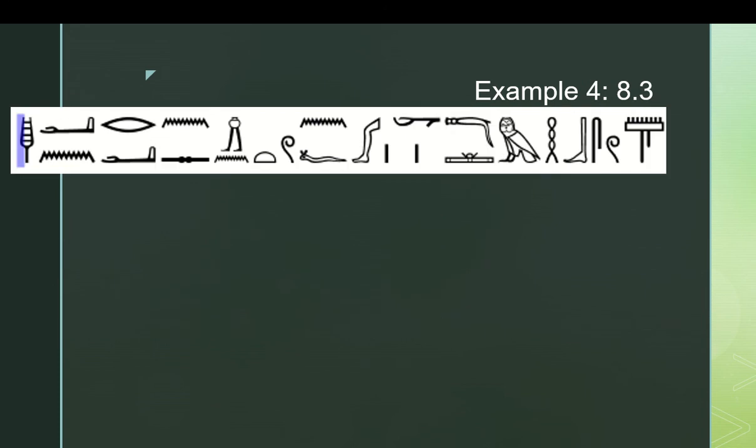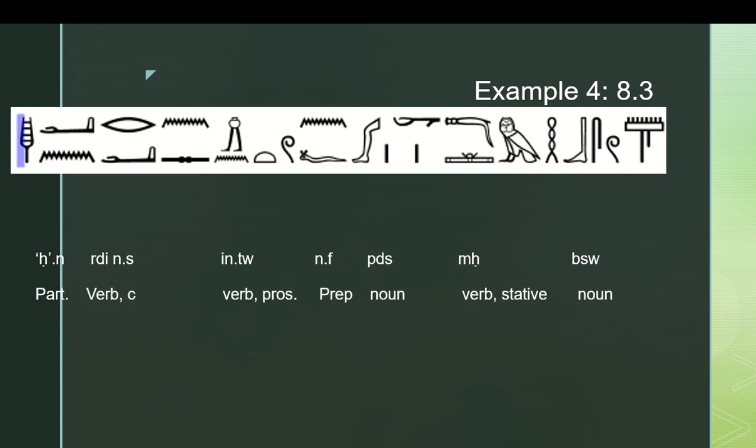All right, and then our final sentence. This one does, in fact, have a stative form in it. Acha en redi ns into nf pedes mech besu. This one is the one that has the prospective. The other one, I was not sure which one it was, but it was not that one. It is this one. So first we have our particle. And then we have our initial verb, redi, and then a prospective verb, into.